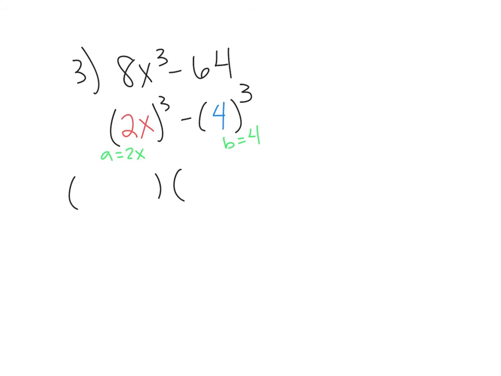I always like to put the signs in first, so I leave myself some space. Since I have a difference of cubes, my first sign is going to be negative. My second sign is positive. The last one is always positive. So next I start with a minus b. My a is 2x. My b is 4. Next I have a squared, so I have 2x squared. Next I have a times b, so I have 2x times 4. And then I have b squared. Well, b squared is 16.